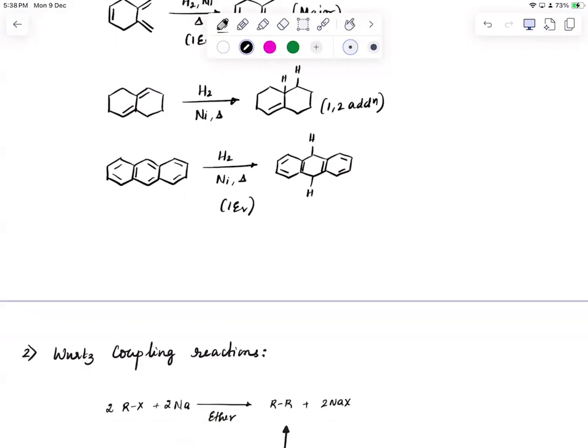Now this one is a more stable compound because you can see left side and right side, both of them are two complete benzene rings. Isolated benzene rings are more stable than fused benzene rings. Remember, I'll put it as a note here. Isolated benzene rings are more stable than fused benzene rings.